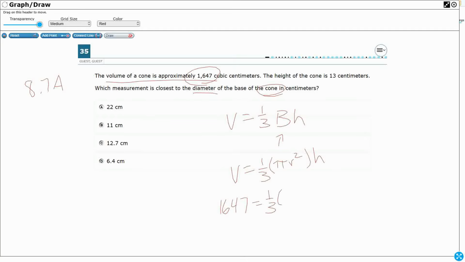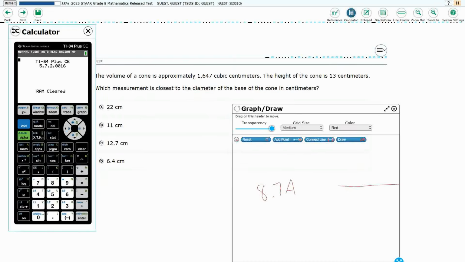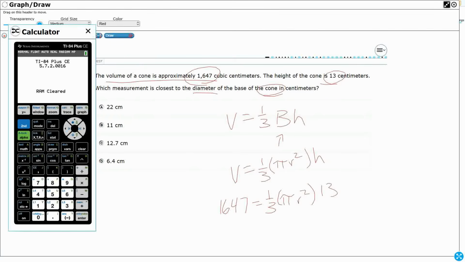1/3 is 1/3. Pi is pi. I don't know the radius, but I do know the height. So look at this, I need to do all of this. This is going to be very interesting. All right, definitely need to get our calculator out on this. I want to go ahead and simplify as much of this right-hand side as I can.